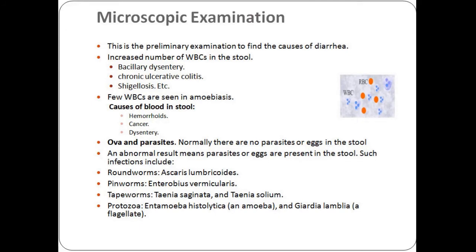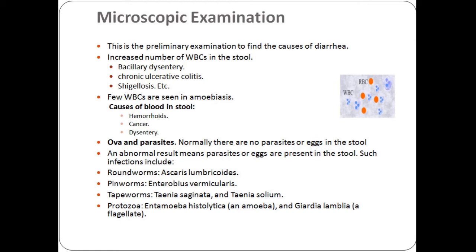After discussing the macroscopic examination, which is based on observational parameters that we can see with the naked eye, now we will discuss microscopic examination. This is the preliminary examination to find the cause of diarrhea. Normally there is no WBC in the stool sample, but a number of WBC are seen in stool sample in case of infection. Infection is generally by bacillary dysentery, chronic ulcerative colitis, and shigellosis. In case of amoebiasis, only few WBC are seen.